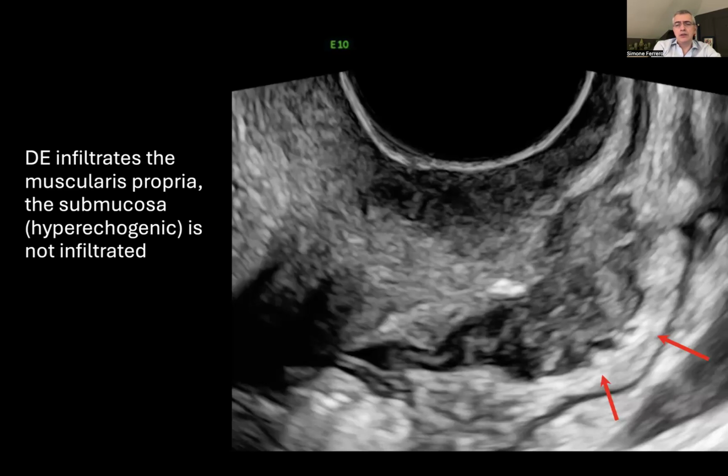In this case, you can see a nodule that infiltrated the muscularis propria of the rectum. However, the submucosa, which is hyperechogenic, is not infiltrated.